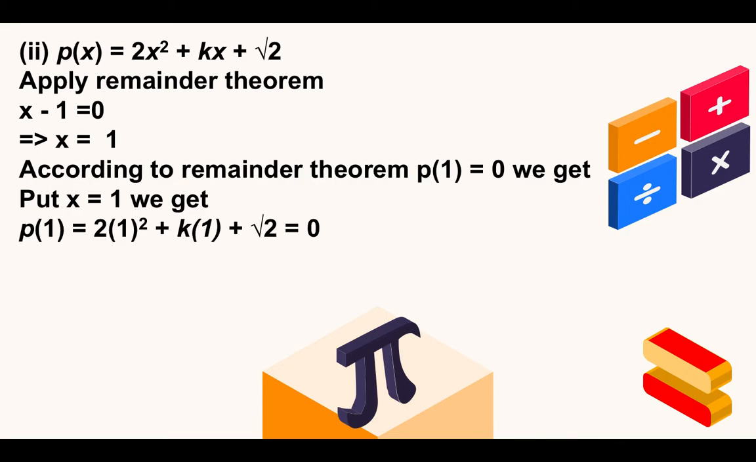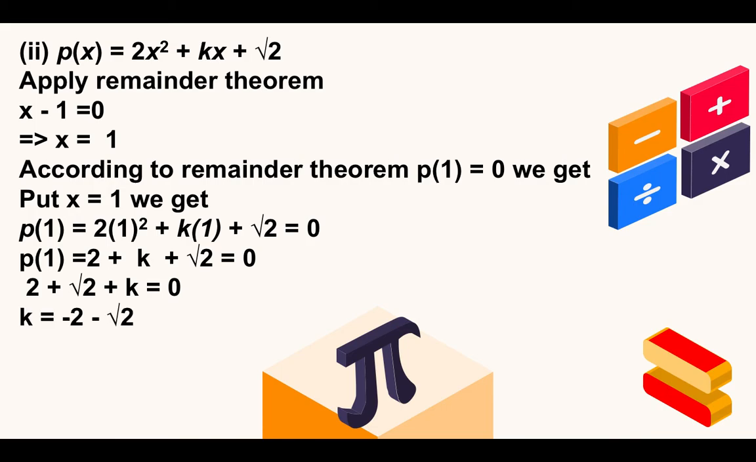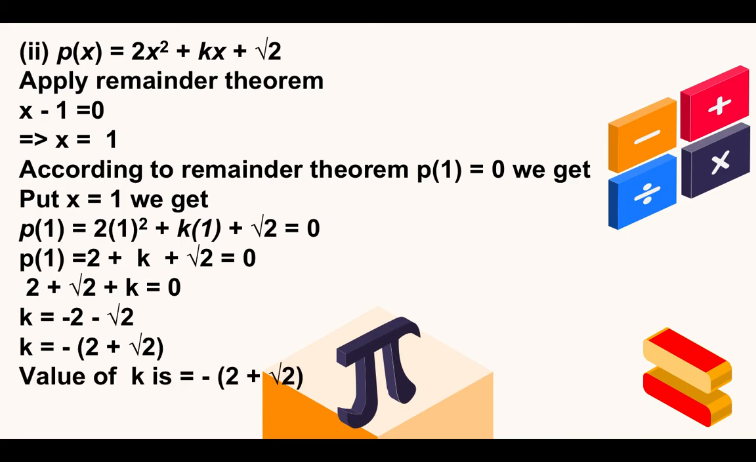So 2x square means 2 into 1 square plus k into x means k into 1 plus under root 2. So on solving this, I get 2 plus k plus root 2, means 2 plus under root 2 plus k. This whole should be equal to 0 by the remainder theorem or by the factor theorem, you would say. Both say the same. So I get the value of k is equal to minus of 2 into brackets 2 plus root 2. So value of k is minus (2 plus root 2).